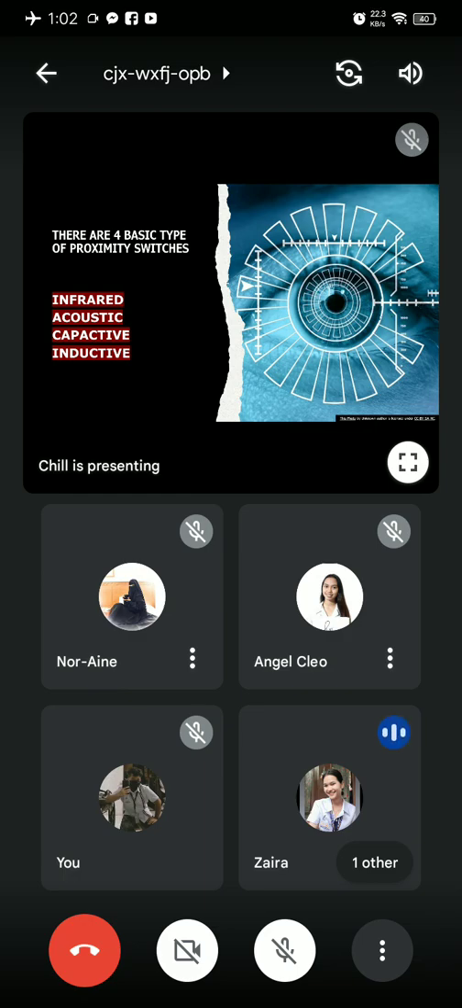And lastly, we have inductive switches. This switch senses distance to objects by generating magnetic fields. They are similar in principle to metal detectors. A coil of wire is charged with electrical current, and an electronic circuit measures this current.